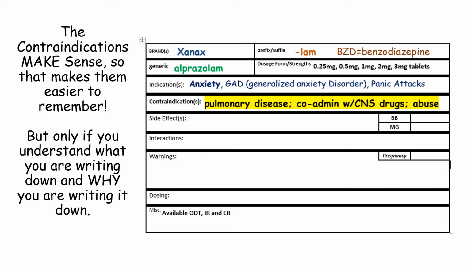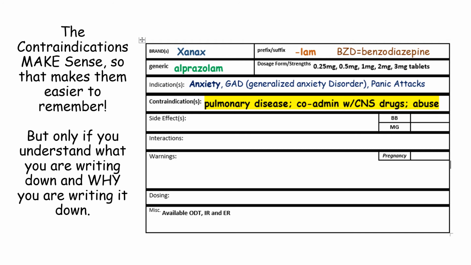I didn't put the COPD. I made it as simple as possible. Pulmonary disease, co-administration with CNS drugs, and then abuse. If somebody has a history of abuse, it's a controlled substance. So all of those are in that information. You just need to learn how to read it and then summarize what's essential.